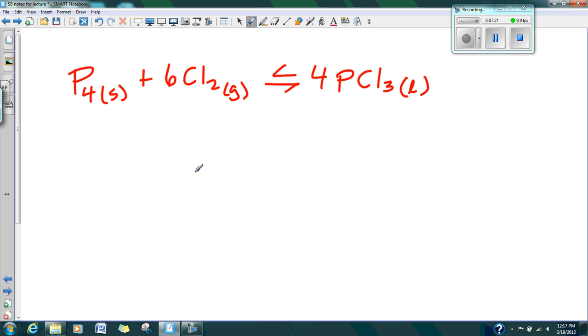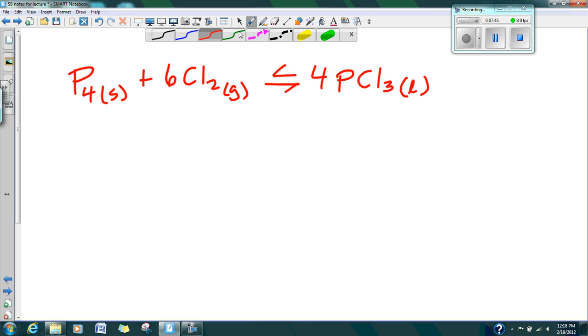So the first thing it says is the preparation of liquid phosphorus trichloride by the reaction, and it wants us to know if the volume is reduced, what's this going to do? So part A says the volume is going to be reduced. The first thing I need to take a look at is the number of molecules that I have on both sides of my equation.